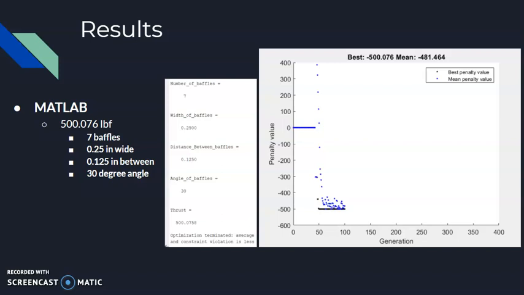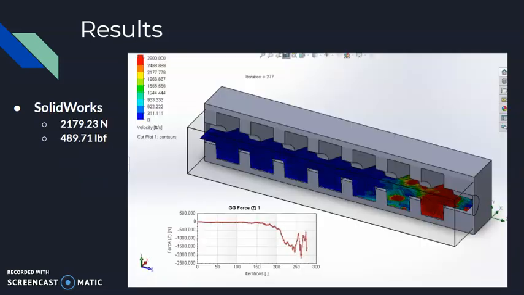The optimized muzzle brake was also tested in a SOLIDWORKS environment in order to verify the results. As you can see, the SOLIDWORKS simulation gives a final thrust value of 489.71 pounds force as opposed to the MATLAB value of 500.076. This small discrepancy from the MATLAB optimization is likely due to the non-ideal flow conditions which the simulation accounts for that the optimization in MATLAB doesn't.